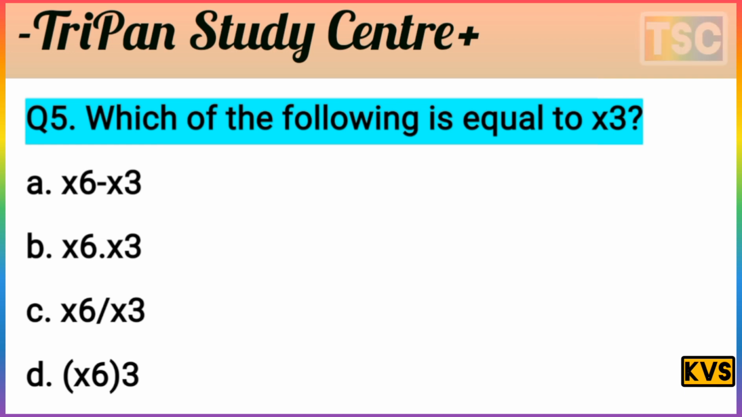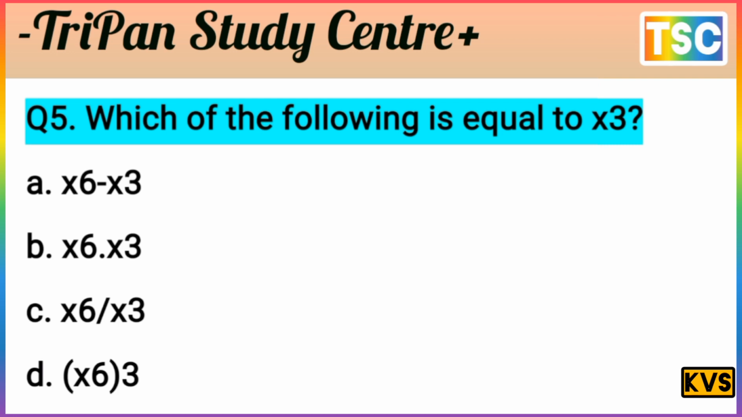The next question arrives here. Which of the following is equal to x to the power 3? The options: A, x to the power 6 minus x to the power 3; B, x to the power 6 multiplied by x to the power 3; C, x to the power 6 upon x to the power 3; and D, x to the power 6, whole to the power 3.